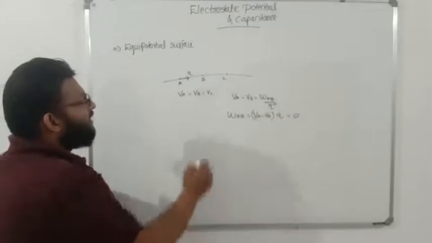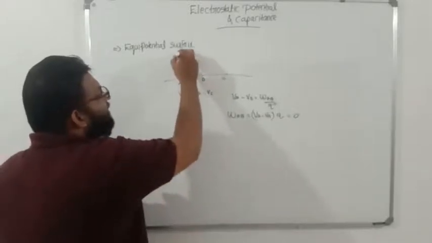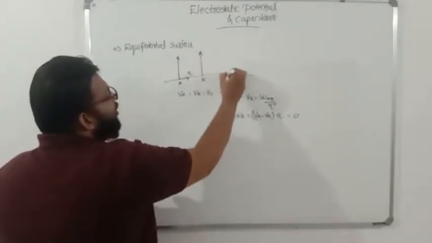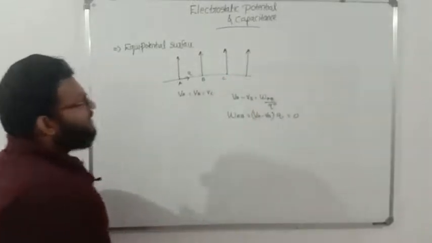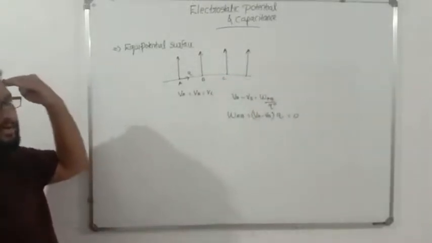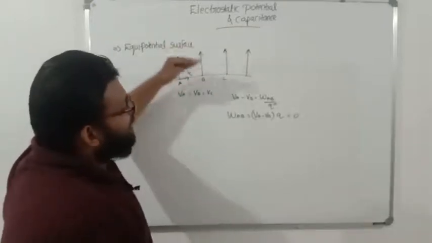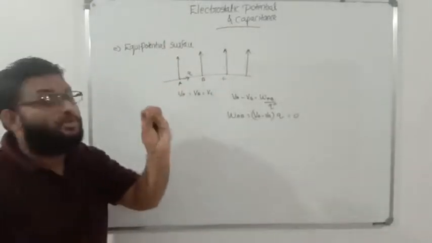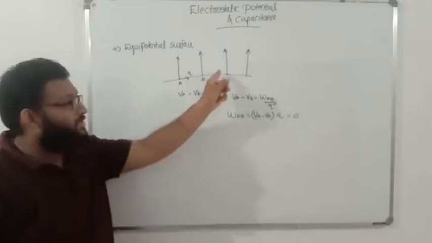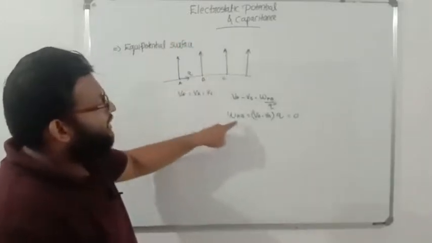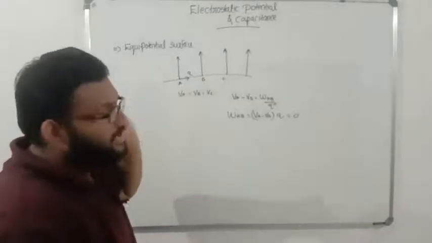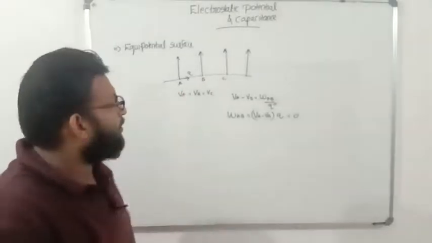Another thing is, in the equipotential surface, electric field lines are always normal to that surface. Always normal to that surface. Electric field lines, which simply leave the surface, are always normal to the surface area that I drew like this. So electric field lines are always normal. There is no need to do work on the equipotential surface to move charge from one point to another.